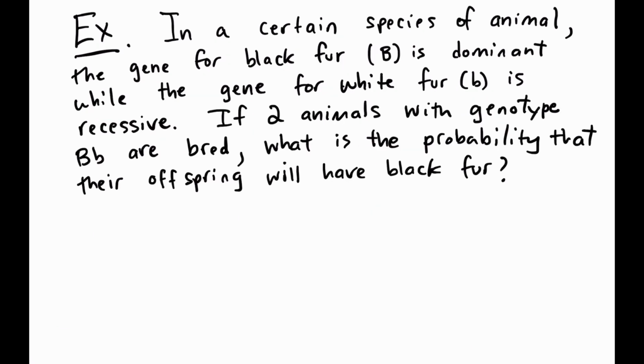So here's another example from our text. This involves Punnett squares. So in a certain species of animal, the gene for black fur is dominant, while the gene for white fur is recessive. If two animals with genotype capital B lowercase b are bred, what is the probability that their offspring will have black fur? Okay, so in this example, I'm going to start off by setting up the Punnett square.